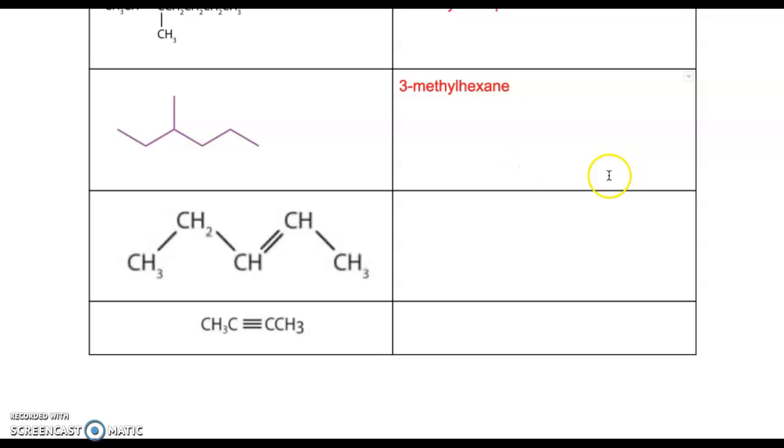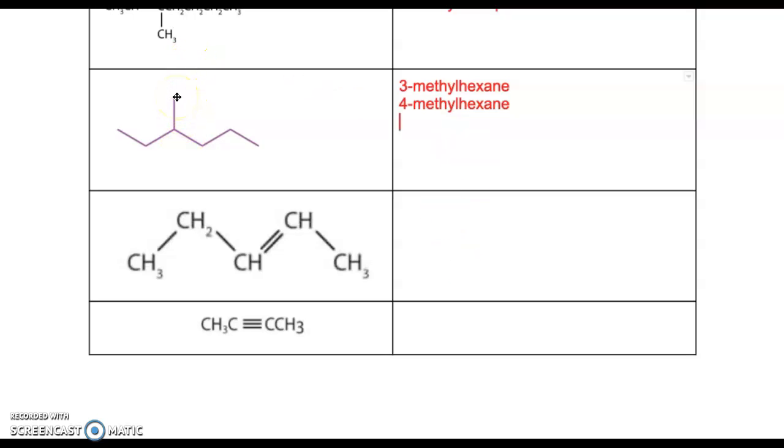Let's have another possibility, and then we'll pick the best ones from all our possibilities. So let's start counting from this end. 1, 2, 3, 4, 5, 6. Still 6. 1, 2, 3, 4. But now the methyl group is on the fourth carbon. So this would be the other name.